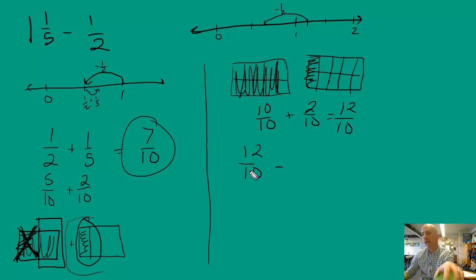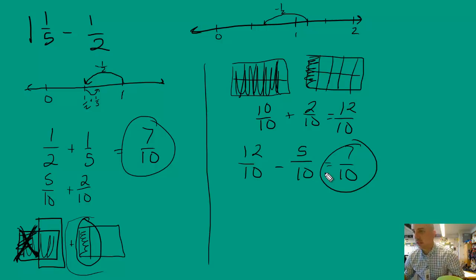Now I can subtract out my half. Half in tenths is 5 tenths. So yeah, that's a half. These are the same. And so I'm taking my 12 tenths and I'm subtracting out my 5 tenths to get 7 tenths. Okay, same answer, two different ways of doing it.